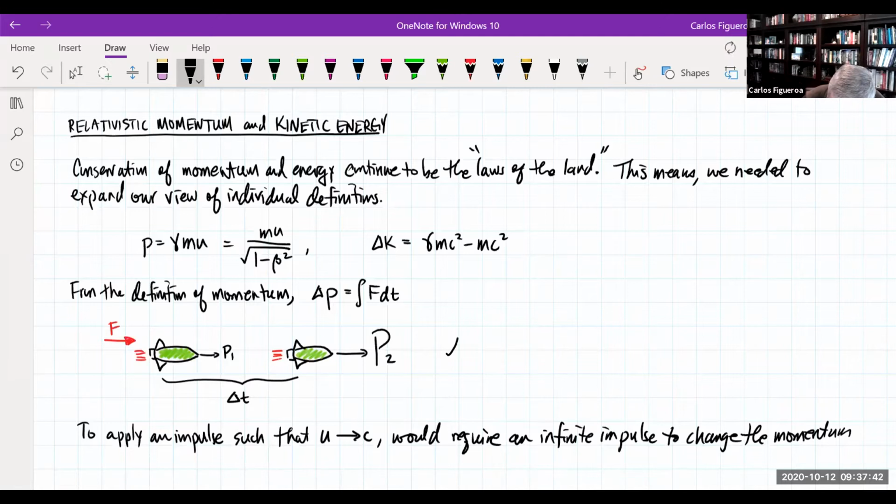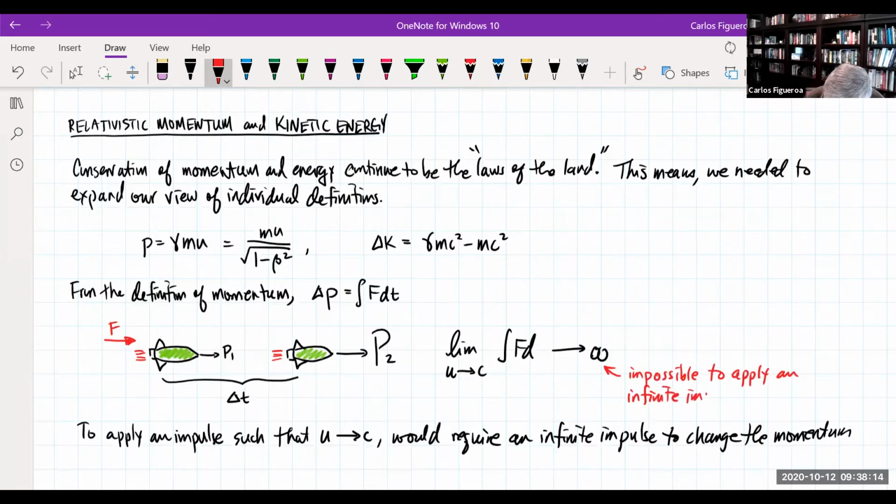So in other words, if I take the limit as u approaches c of this impulse, then we find here that this approaches infinity. And as we already know, it's impossible to apply an infinite impulse, which then implies what? No object can go c. That's what the impulse momentum tells us. That's the easiest way, or one of the ways, to state that no object can go the speed of light.